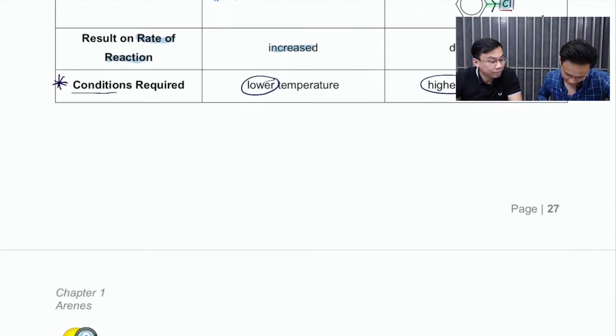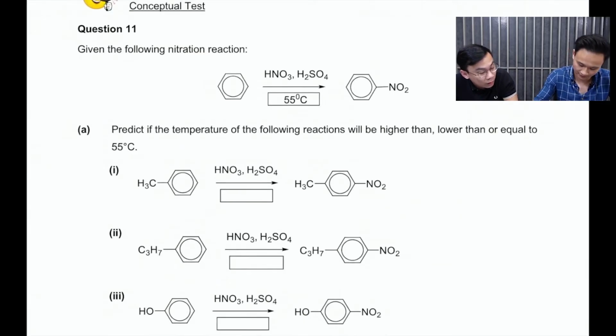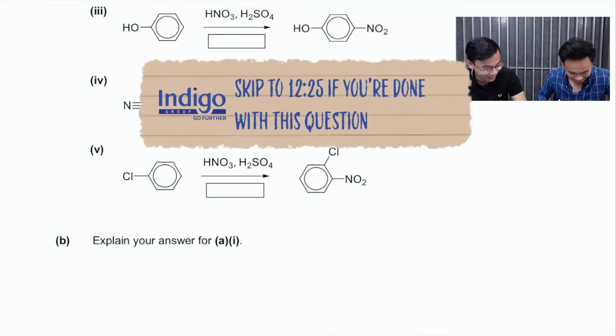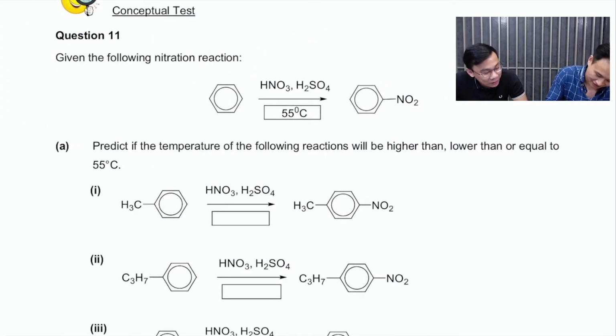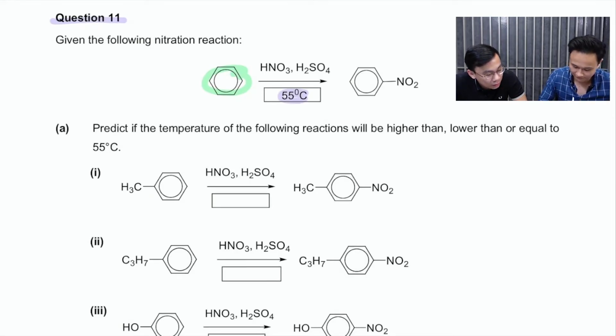Okay. Now, this is where we move on. Okay, so Yap Chen, you are going to do this with me, and guys, do this as well with me. So, Yap Chen, you're going to tell me, right? We have a lot of questions. Yes, there's a lot of parts here. Brace yourself. So, question 11, we have given the following nitration reaction, plain old boring benzene here, and I just want you guys to focus on the temperature here, 55 degrees. Okay? So, predict if the temperature of the following reactions will be higher than, so I'm going to use inequalities, lower than or equal to 55 degrees.